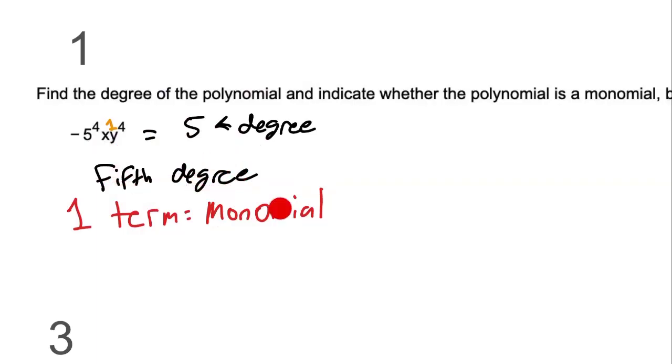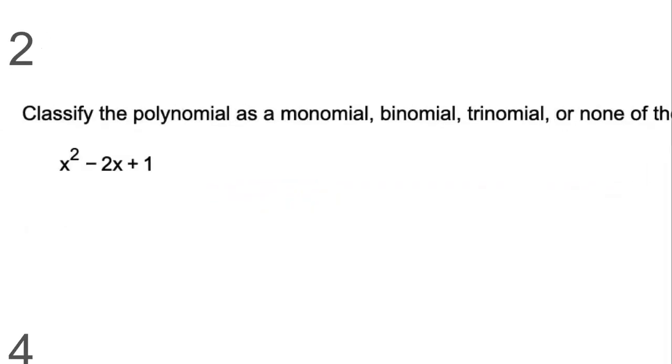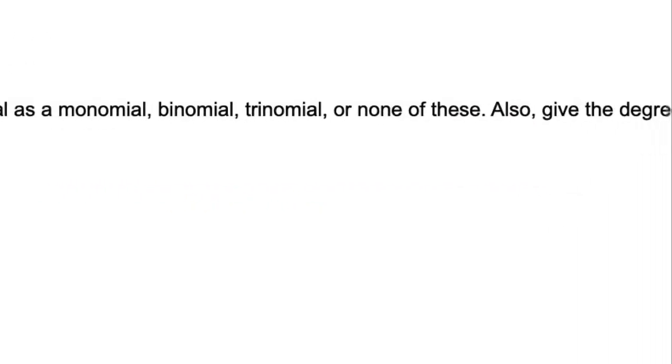So 5th degree monomial, that's the answer. On the Savas, it's only going to be a 5, and then you're just going to click on monomial as the name. All right, number two, classify the polynomials as monomial, binomial, trinomial, or none of these. Also give the degree.